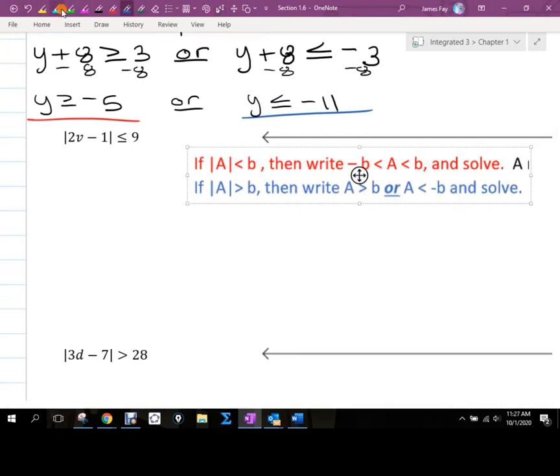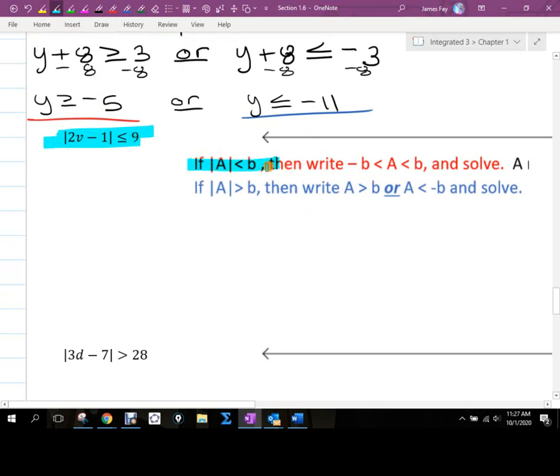So which one does this model? Does it model the top one, or does it model the bottom one? It's the top one, isn't it? The red one? Because I've got my absolute value isolated. It's a less than sign. That's a less than sign. So we're going to write our inequality this way.